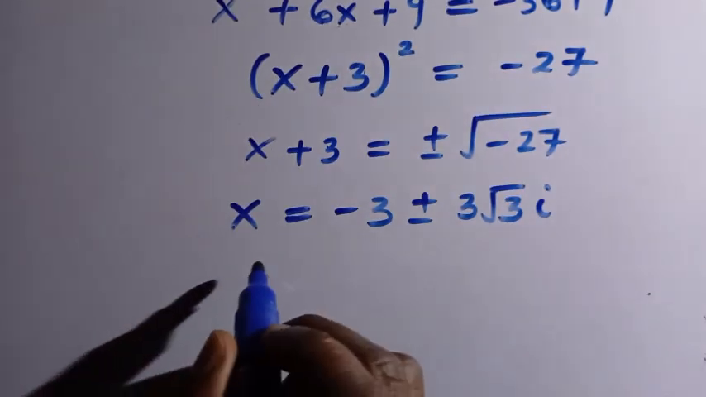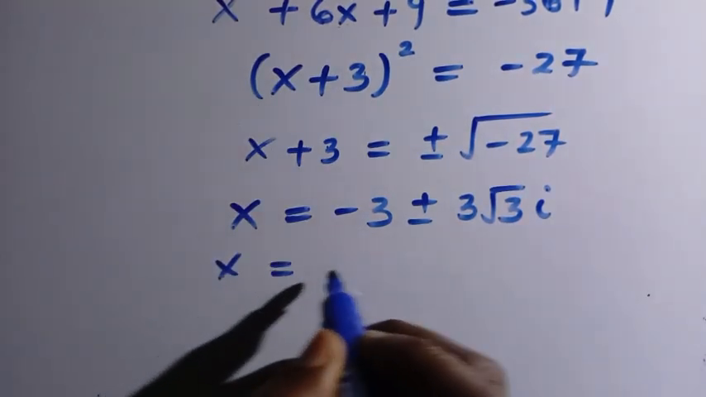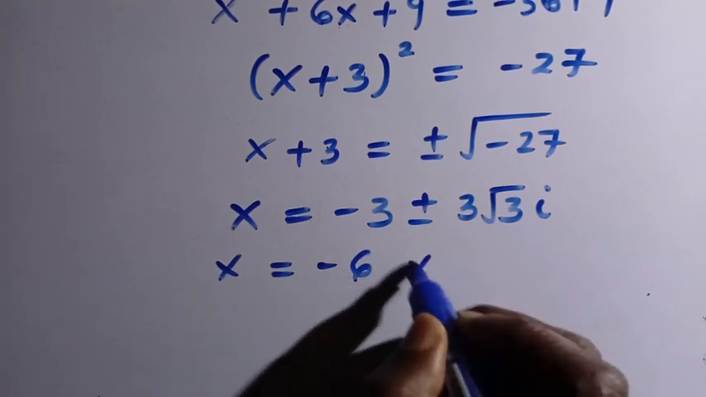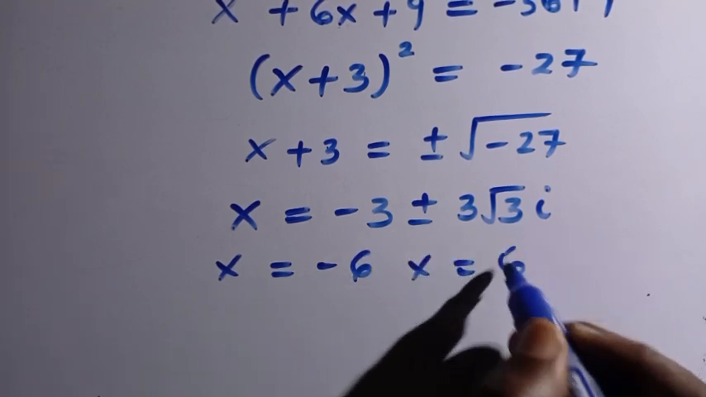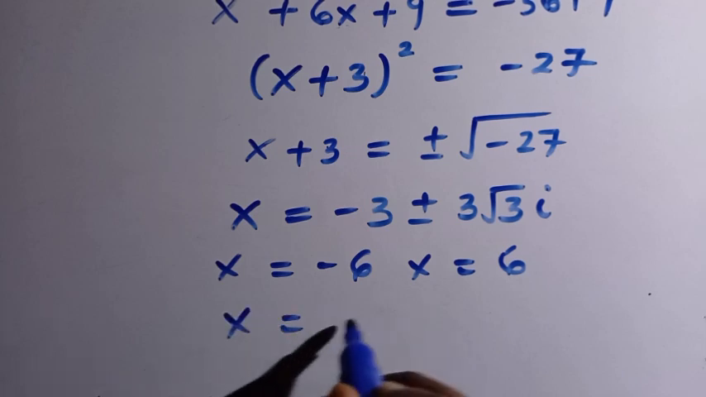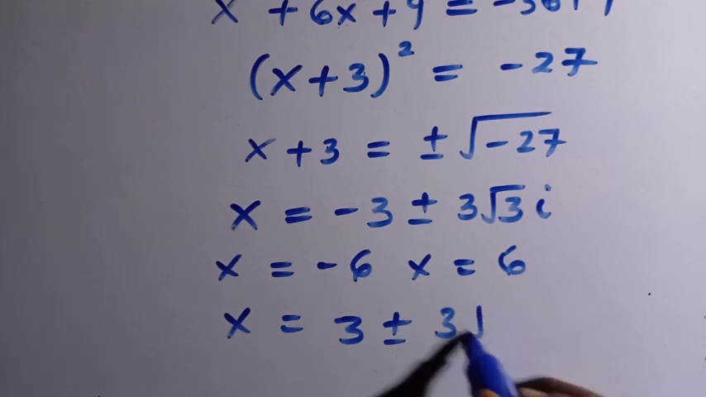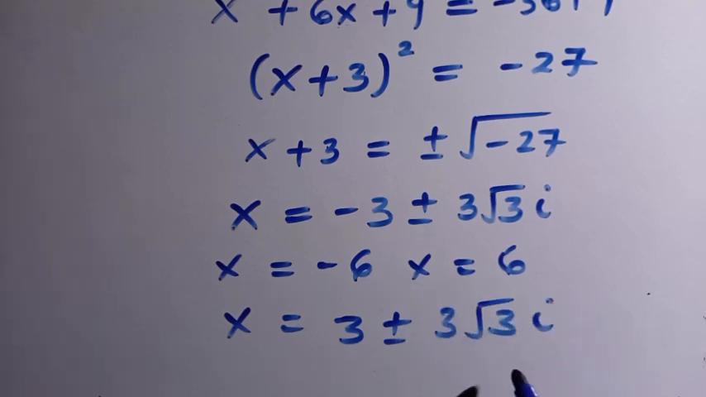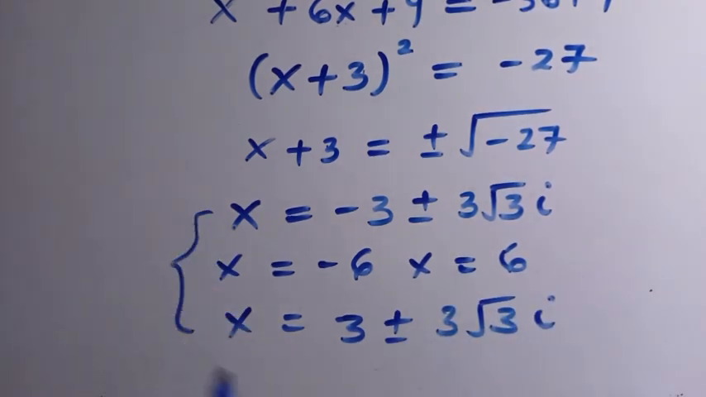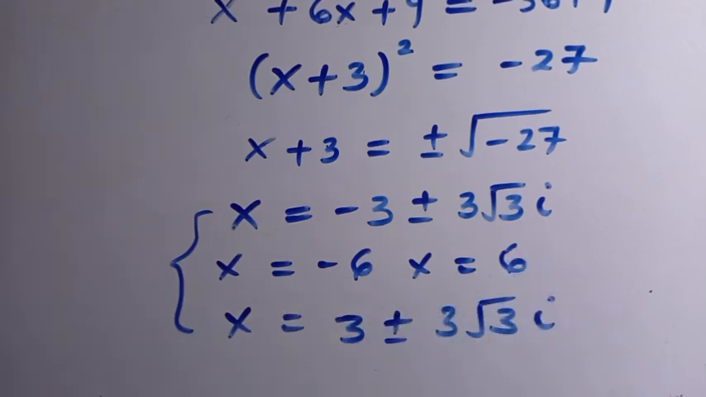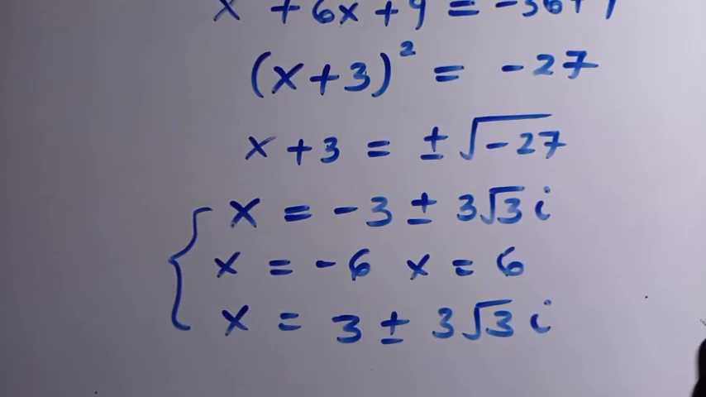So by the first one, we have x equals 6. And we still have x equals 3 plus or minus 3 square root of 3 i, and minus 3 plus or minus 3 square root of 3 i. So here are all the 6 solutions. We have 2 real solutions and 4 complex solutions. So this is how we can solve this problem.